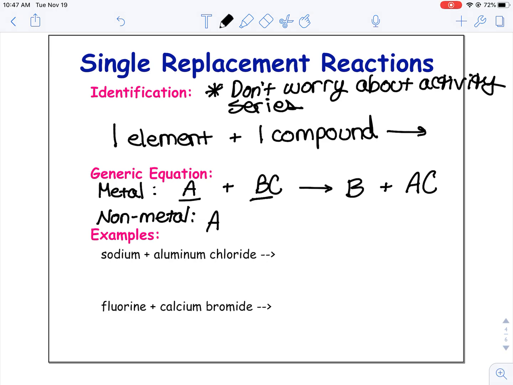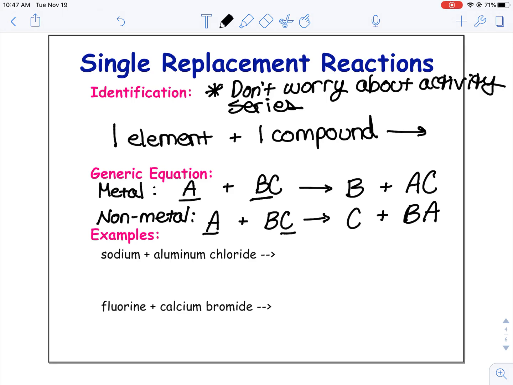If the element is a nonmetal, then it's going to trade places with the nonmetal in the compound, which is always the second thing written in the compound. So then you're going to end up with C by itself and B bonded to A. So you've got to check whether the element, the thing that's on its own, is a metal or a nonmetal, and that will tell you what it trades places with. For this type of reaction, I would highly suggest that you write the words out first.